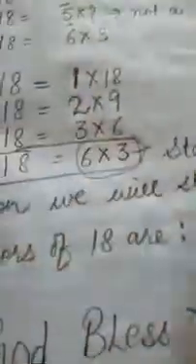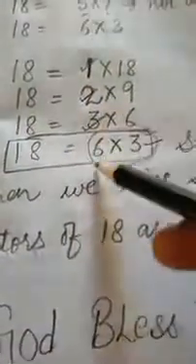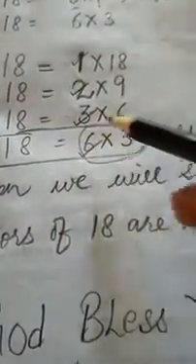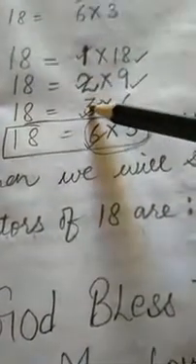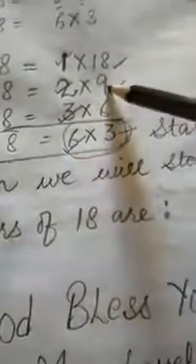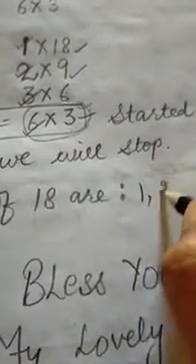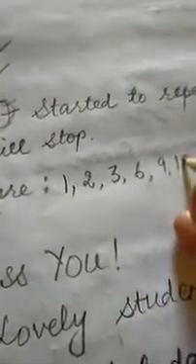Then you can write the factors of 18. What are the factors of 18? Firstly 1, then 2, then 3, then 6. Again 3 is there, we have already written 3. 6 is there, we have already written 6 here. Then 9, then 18. See again, 1, 2, 3, 6, these we will leave because we have already written them, then 9 and 18. So the factors of 18 are 1, 2, 3, 6, 9 and 18.